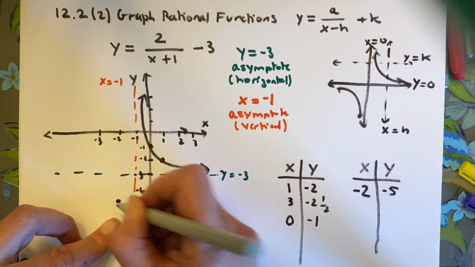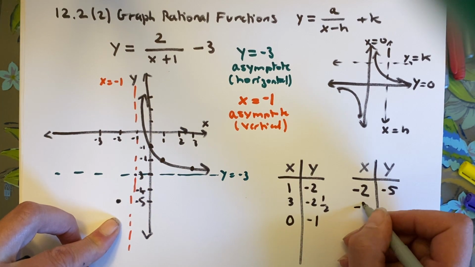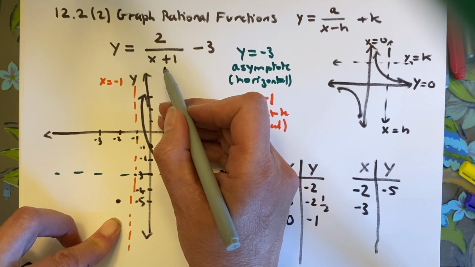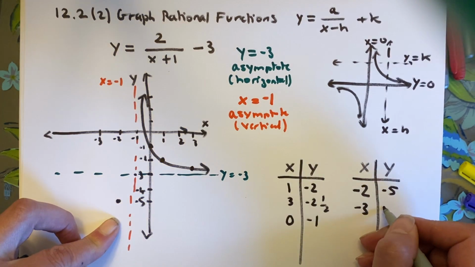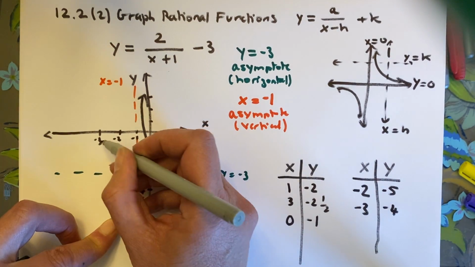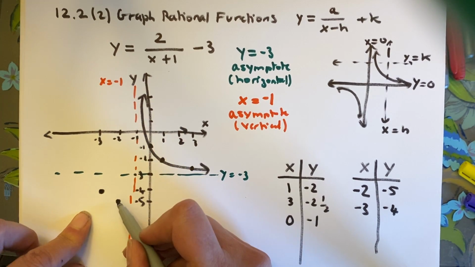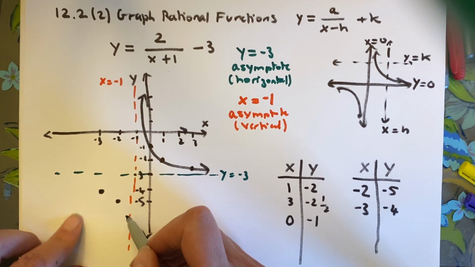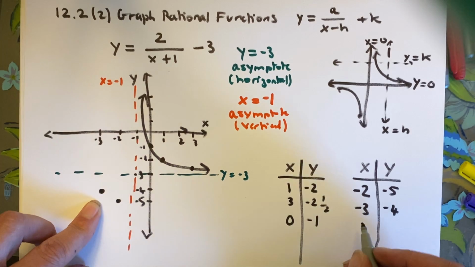-2, -5. Let me put in -3. -3 plus 1 is -2. 2 divided by -2 is -1. -1 minus 3 is -4. So -3, -4. And that's good. I can see that, again, that branch is approaching that y equals -3 asymptote. So if I could just find a value here, then I could finish in the other direction.